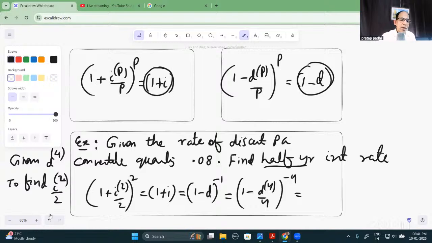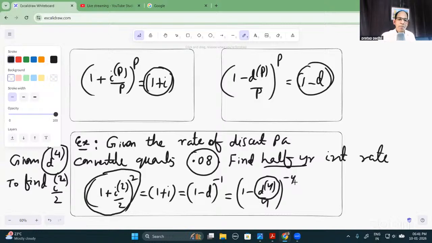So here what you need to do is just put in the value of d4. d4 is given as 8%. You put 8% here and solve this. After solving this you will get 1 plus i2 by 2 power 2. Then take 2 to this side, subtract 1, multiply by 8, those algebraic steps, and finally you will get i2. We need i2 by 2.